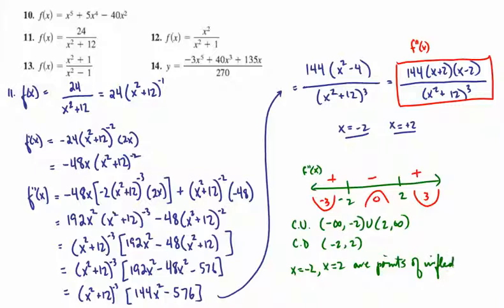So x equals negative 2 and 2 are both points of inflection. So we only got to do number 11 here. It's a lot of work involved in that, but we'll go on to number 13 in the next video.